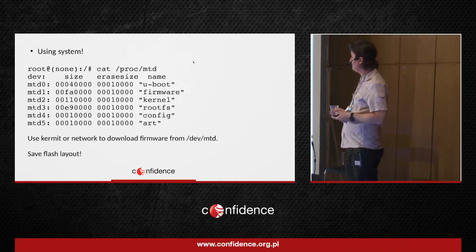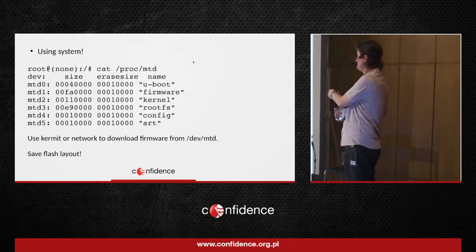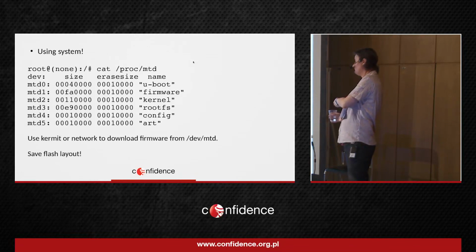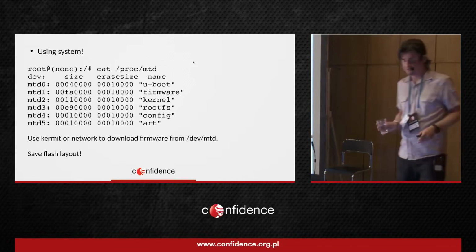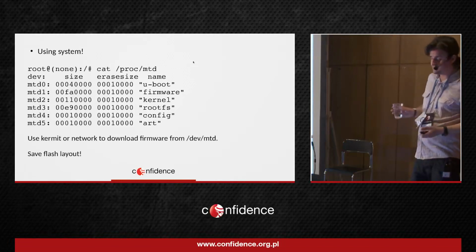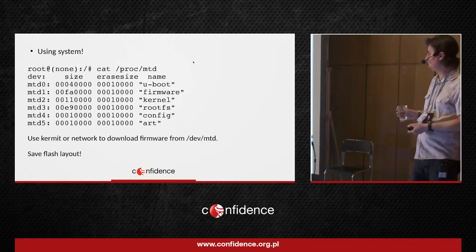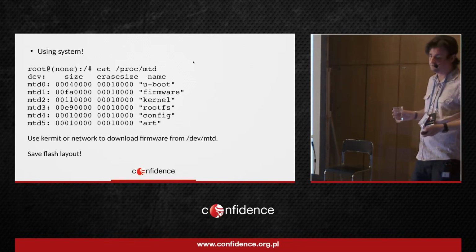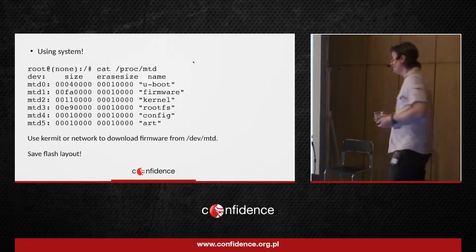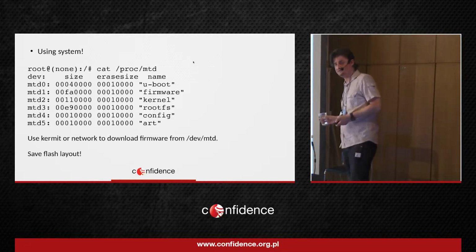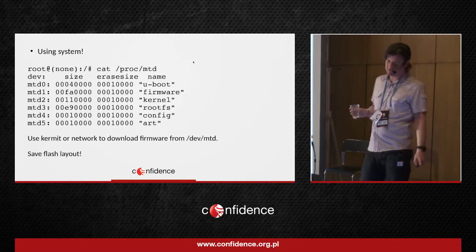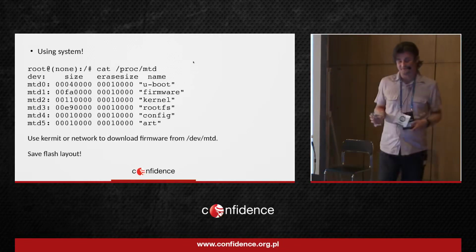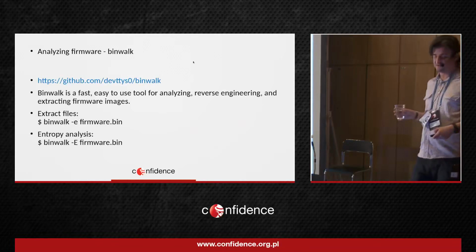You can use it to download specific things, or you can download the whole firmware from the dev MTD device. It will just give you the whole flash. If you have network, like when you booted OpenWrt, you will have your Wi-Fi card, so you can connect to Wi-Fi and transfer files with SCP. If you don't have it, you can use Kermit and wait forever for the transfer to complete, but it's quite possible.